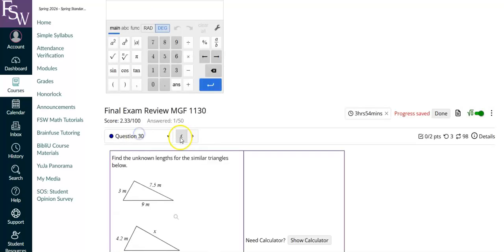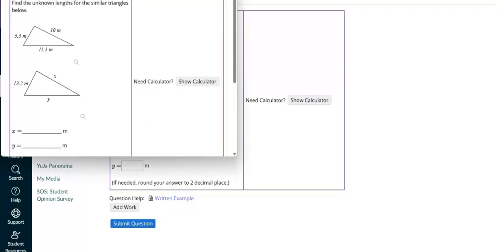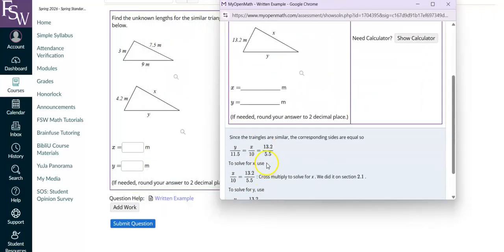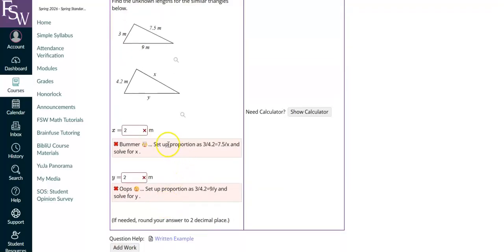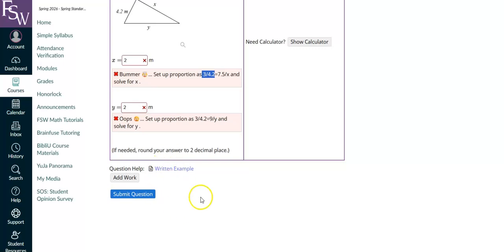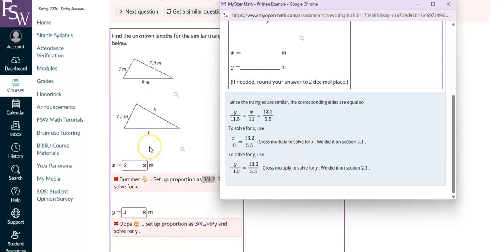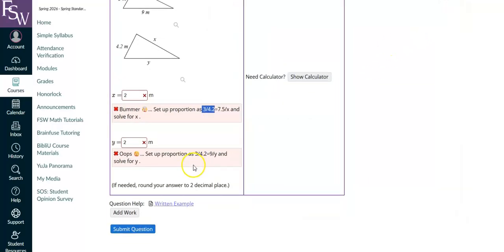Okay, let's find question number 30 here. Let's say you don't know how to do this question. It has written examples, and you can see what you need to do to solve these particular questions, and you put the answer here. Whatever you solve, you get the answer. For example, if you put the wrong answer, it tells you, hey, that's not right. What to do? You do this. So you set up the proportion and solve for x. Yes, this question does not have a video, but it has a written example as a hint. You might be able to get this question correct by looking at the examples of similar questions.